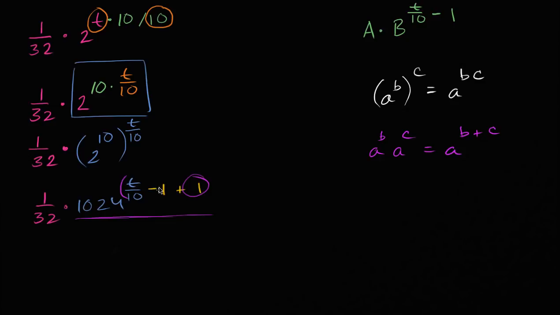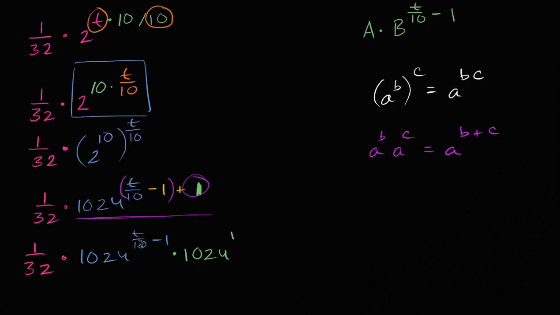So this business right over here, this is 1024 to the t over 10 minus 1 plus 1. So we can break this up as 1024 to the t over 10 minus 1. That's this part here. And then times 1024 to the 1. Times, let me make this in a different color. So let's see, green. So this right over here, times 1024 to the 1 power. That's this 1 power right over here. And of course, we still have the 1 over 32. All right, so now we're really close.